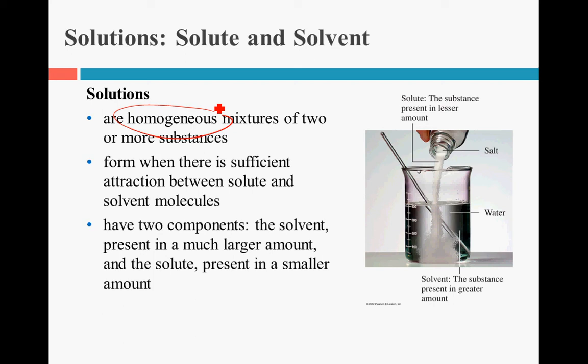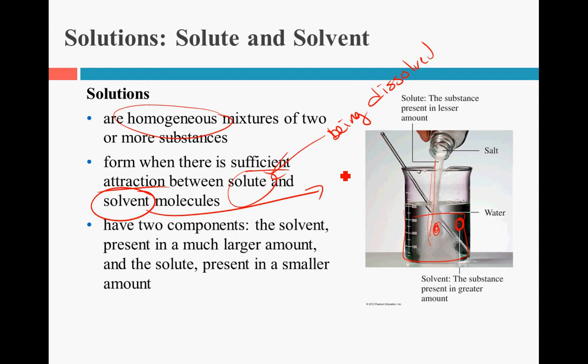And what essentially it's saying is that we have two compounds. For instance, we have salt here, and it's getting mixed with water, that are going to be mixed together completely. And essentially what's happening is that the salt molecules are being attracted to the water molecules. So there is sufficient attraction between those two. Solute is the item being dissolved, while the solvent is what is being dissolved in.